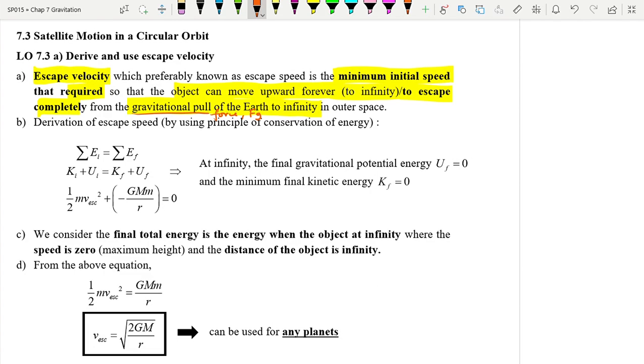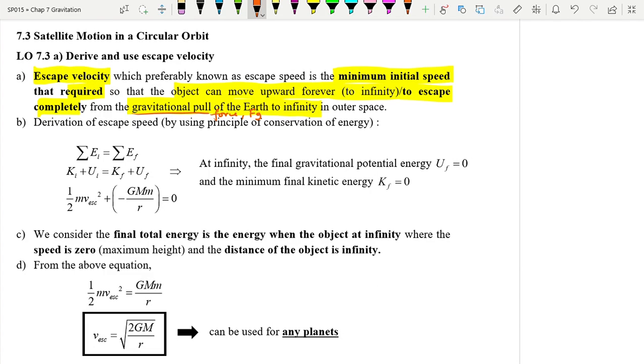Okay, dia nak escape to infinity. Jadi dia kena overcome this gravitational force. Velocity tu kena cukup untuk overcome this gravitational force. Kemudian dia boleh escape to infinity, di mana kita punya gravitational force will become zero.